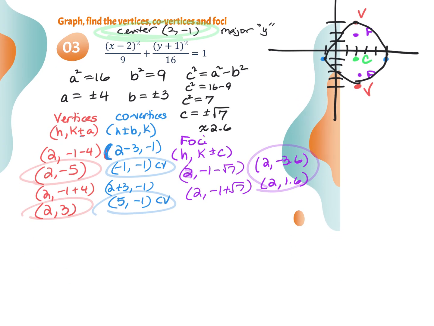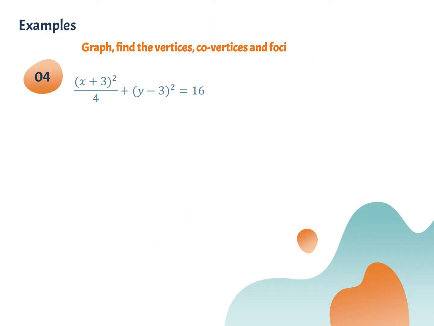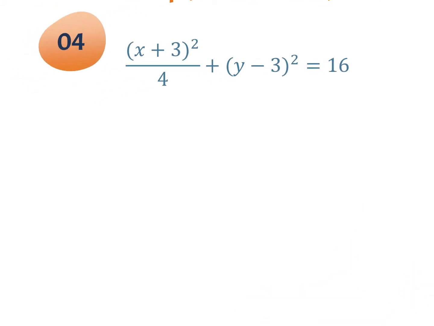For the eccentricity, remember it's C over A, so square root 7 over 4. Let's try one more example. Okay, last example. Again, make sure it is equal to 1.